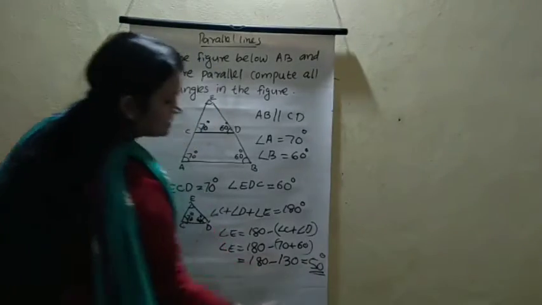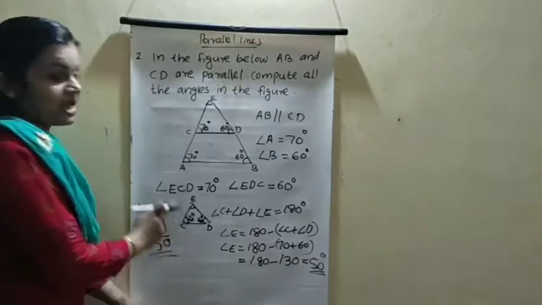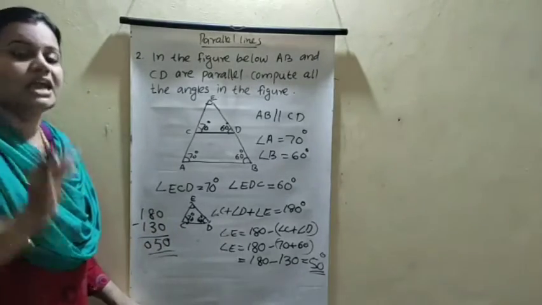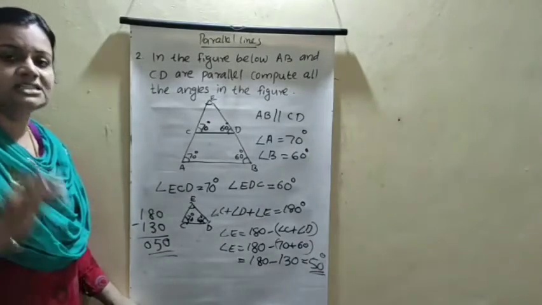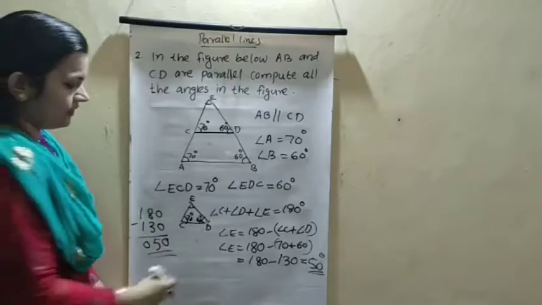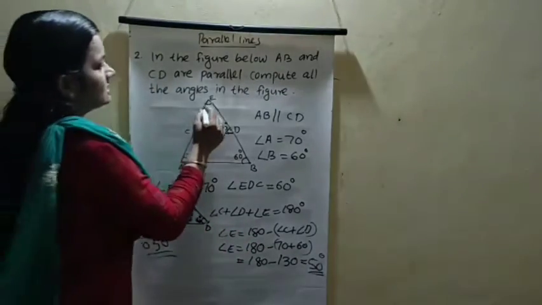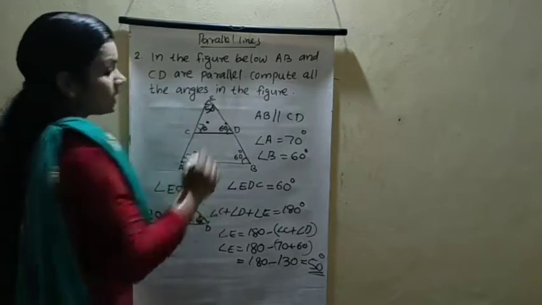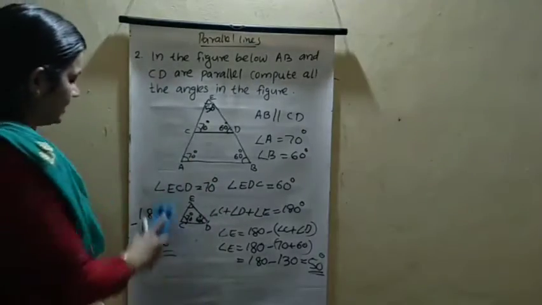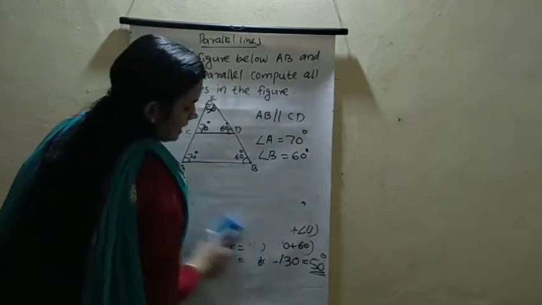So angle E is equal to 50 degrees, because the sum of the interior angles of a triangle is 180 degrees. So we can write 180 degrees minus 130 degrees, this is 50 degrees. Angle E is equal to 50 degrees. So we can find out the angle E.